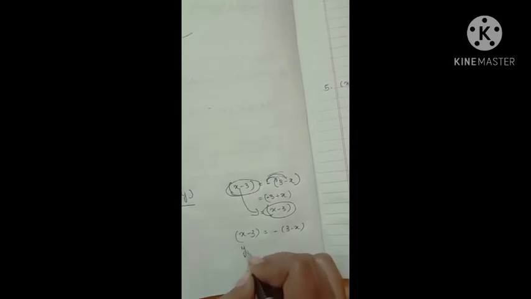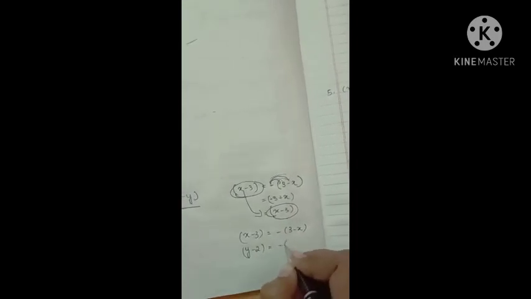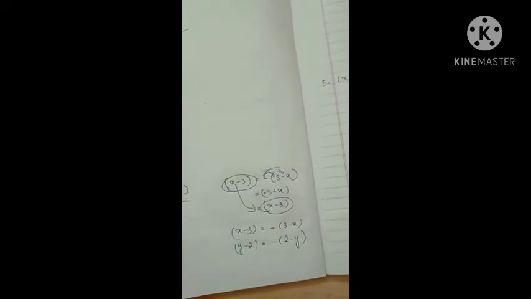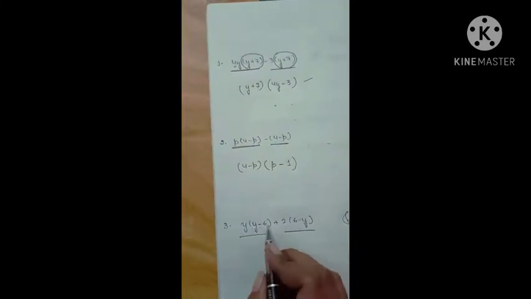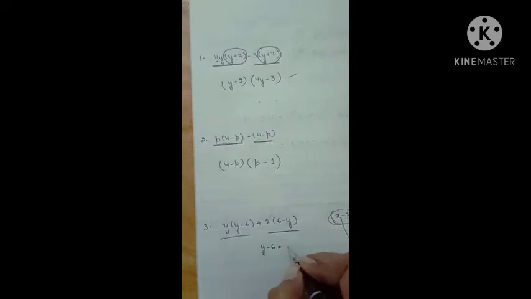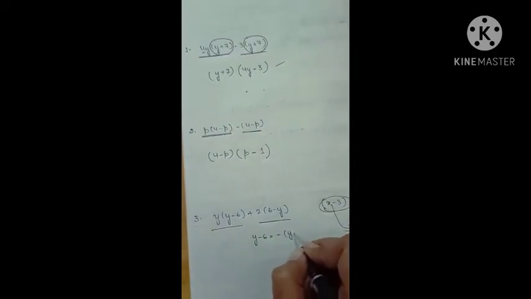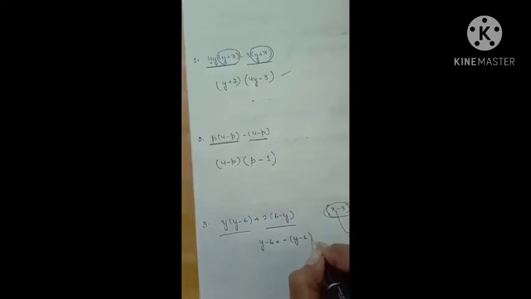It means y minus 2 is equal to minus of 2 minus y. Okay, so similarly we apply here y minus 6. This y minus 6 is equal to minus of 6 minus y.